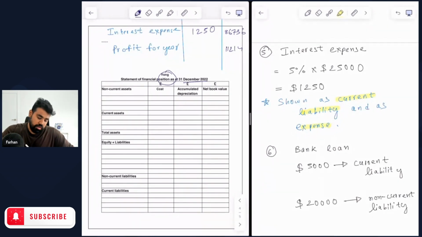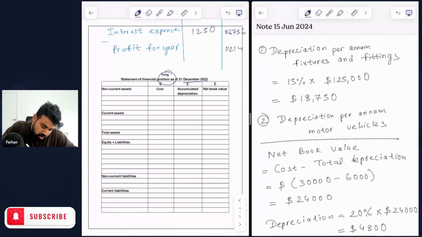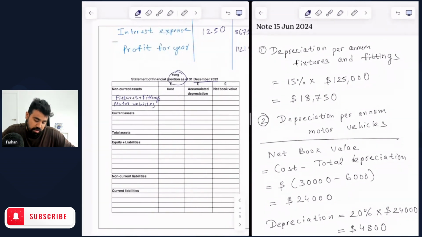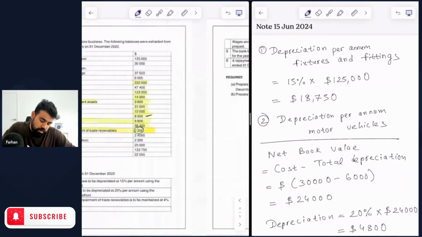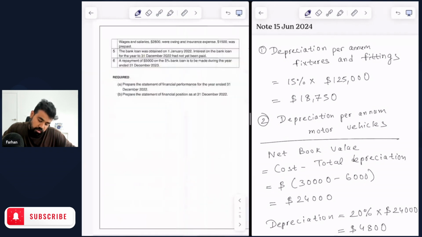So you see how we start with non-current assets. The two types of non-current assets that we have are fixtures and fittings and the motor vehicle. So let's just quickly start with that. I'm just going to write fixtures and fittings, and then the motor vehicles. Now, where can we find the cost for fixtures and fittings and motor vehicles? Obviously, look into the balances that are given to us. Fixtures and fittings cost 125,000, motor vehicles cost 30,000. So let's just include these two numbers here first.